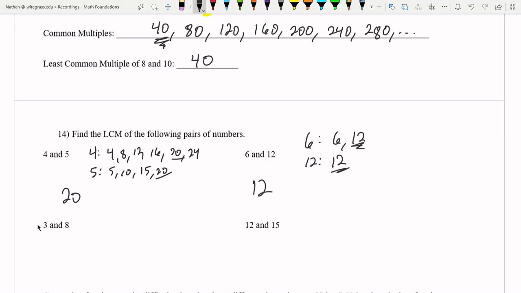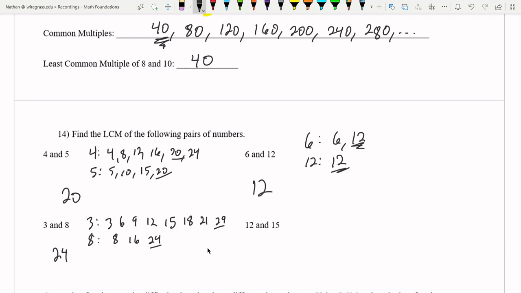For 3 and 8, you can list out the multiples for this if you want. I know it's going to be 24. For 3, it's going to be 3, 6, 9, 12, 15, 18, 21, 24, and for 8 it's 8, 16, and 24.